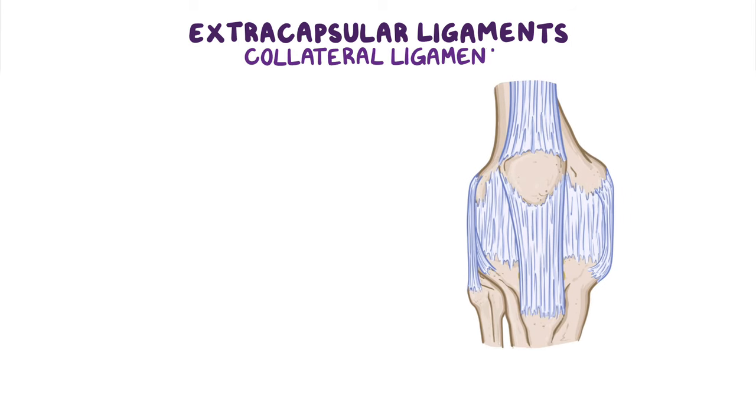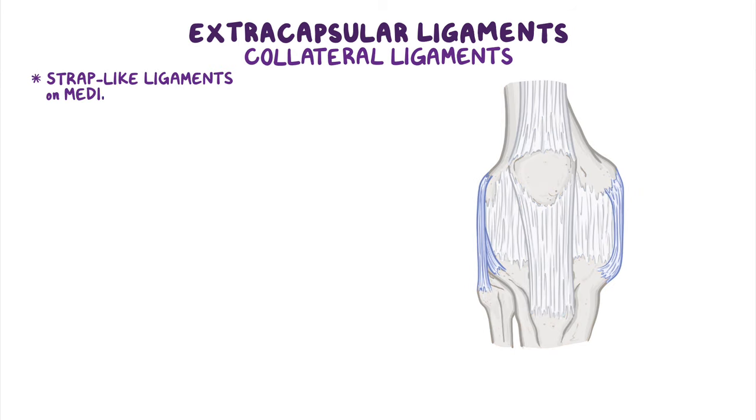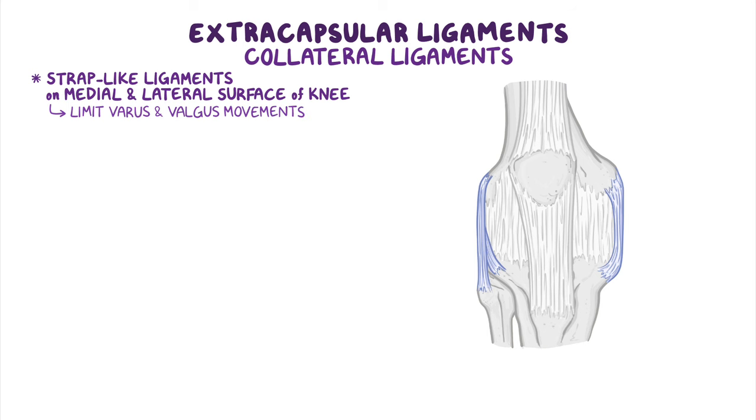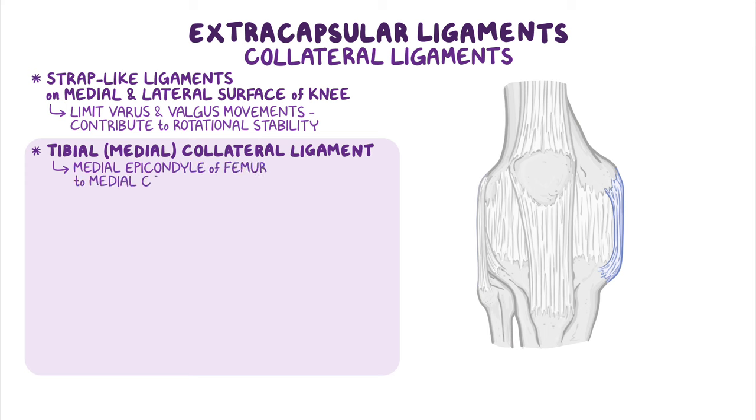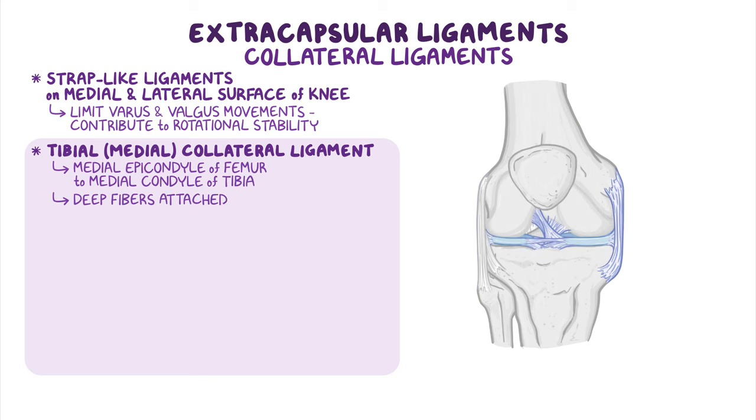The collateral ligaments are two strap-like ligaments on the medial and lateral surface of the knee, and they contribute to knee stability by limiting varus and valgus movements of the knee, while also contributing to rotational stability. The tibial collateral ligament is a flat band that extends from the medial epicondyle of the femur to the medial condyle of the tibia, with its deep fibers firmly attached to the medial meniscus at its midpoint.